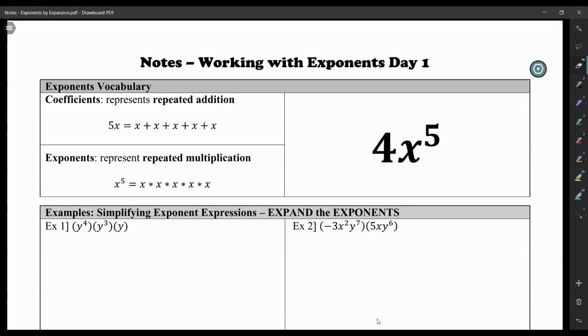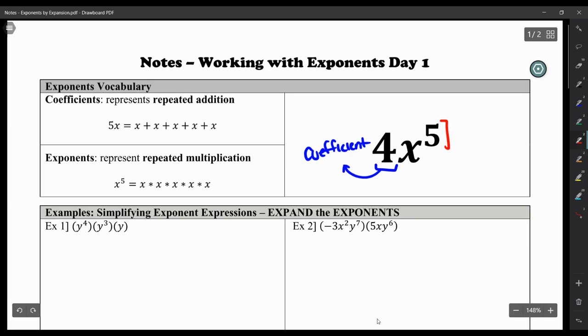Working with exponents. We're going to move into how to manipulate and do operations when I have exponents. First thing, let's define a few items. The 4 in front of a variable is called your coefficient. The 5, the smaller number at the top, is your exponent, also sometimes called a power. Those can be used interchangeably.